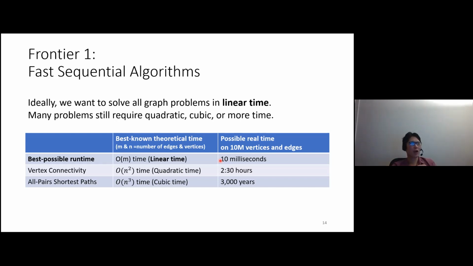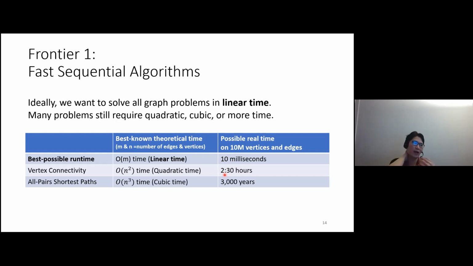Now, for some problems, one of them being Vertex Connectivity, which I'm going to go into a little bit more, if you don't know what it is, don't worry. Basically, the best running time, with a fine print that I'm going to mention soon, is something called quadratic, which is n squared, where n is the number of vertices. If you just compute this, what is n here? n is 10 million. So 10 million times 10 milliseconds becomes about 2.5 hours.